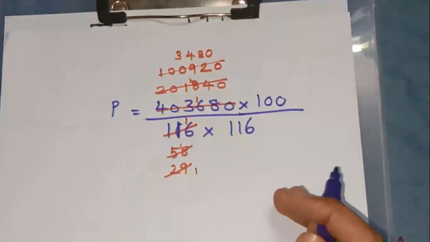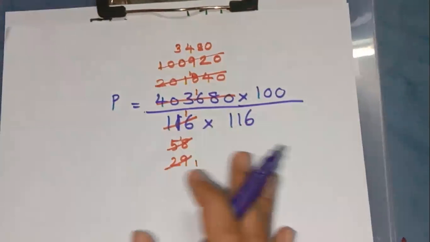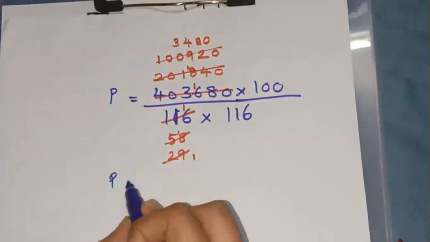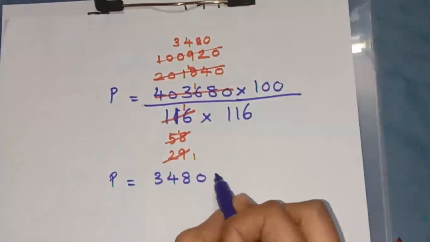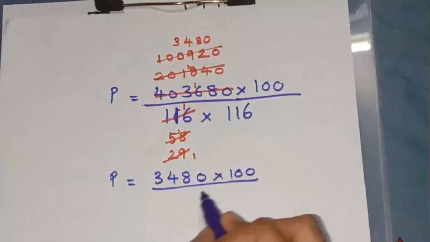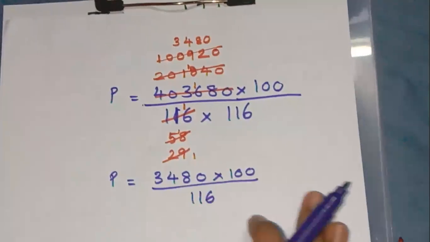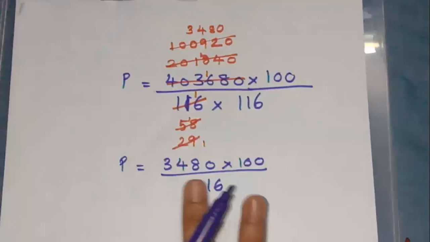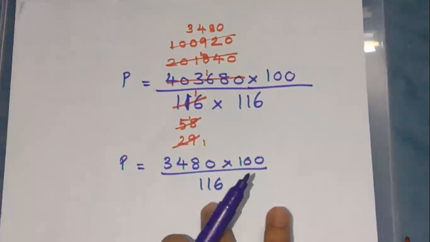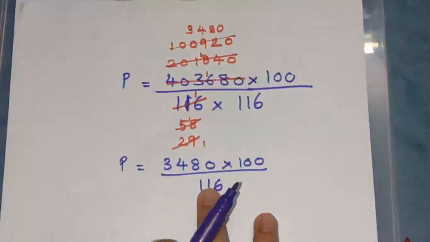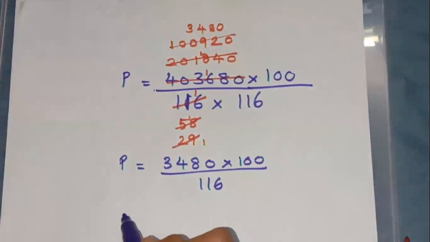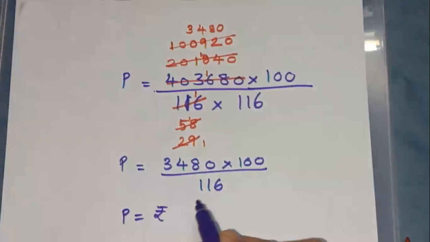Just to make things a little bit easier and not create chaos over here. So P is equal to 3480 multiplied by 100 upon 116. Now girls, this is your work to do. You sit patiently and cancel these three numbers, whatever numbers have been written over here. Do the cancellation and find out the answer. But I will tell you the answer. The answer that you will get is P is equal to rupees 3000.